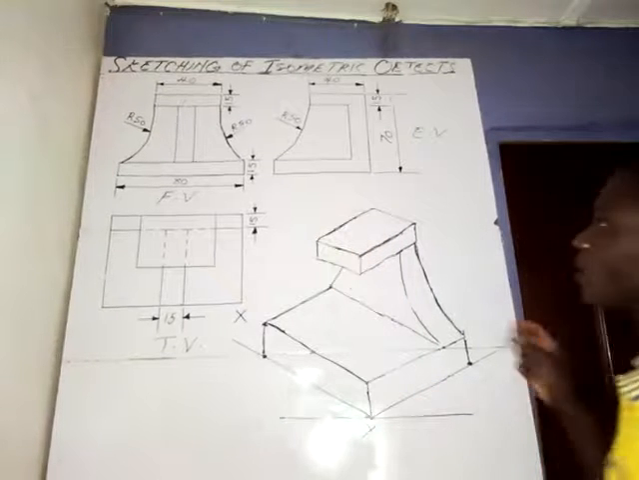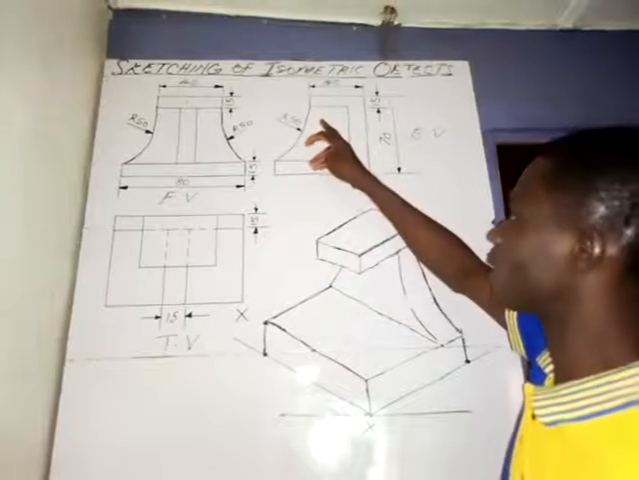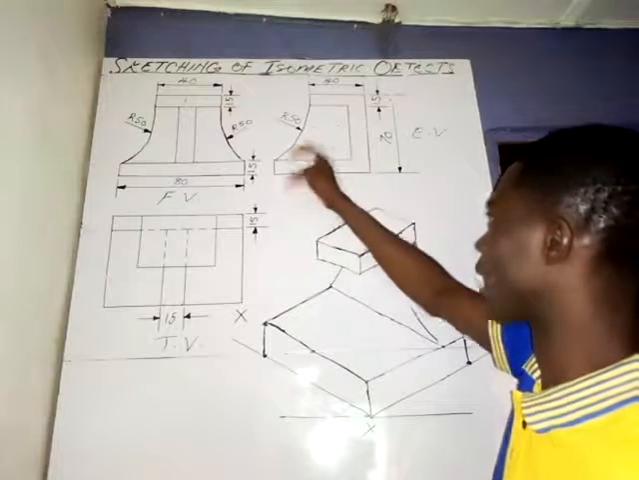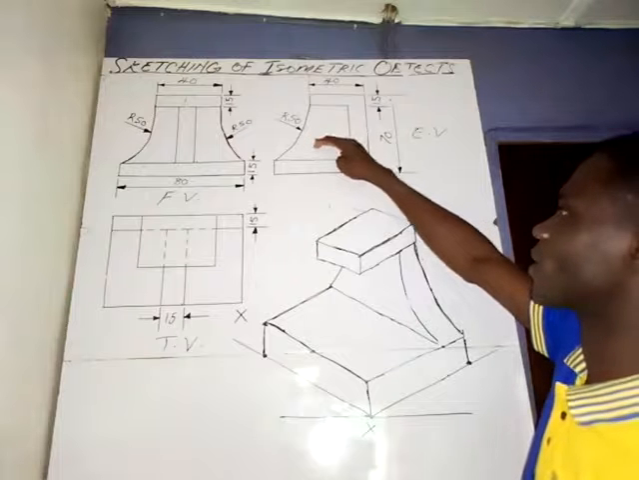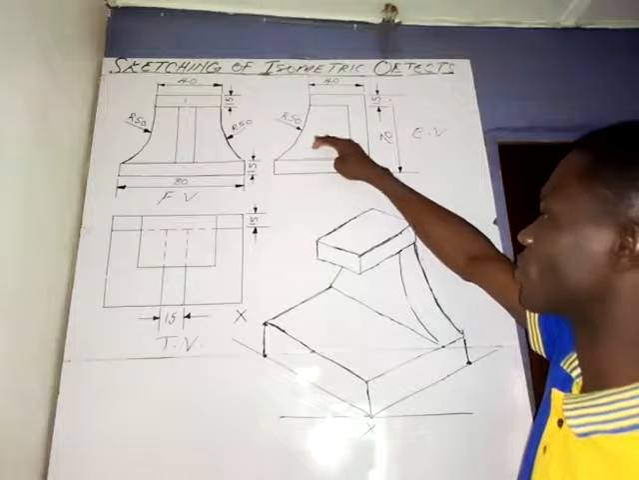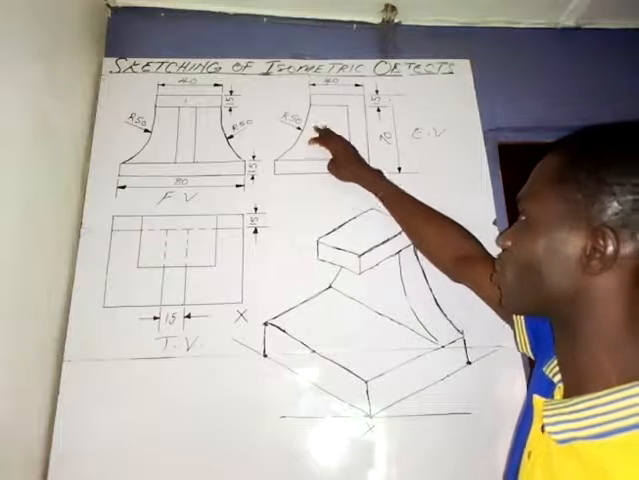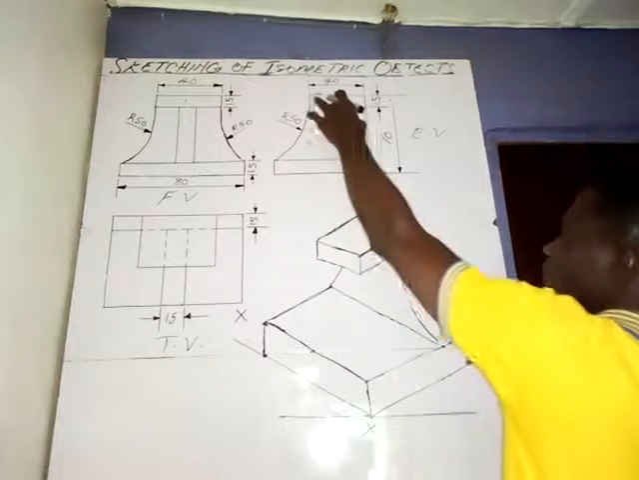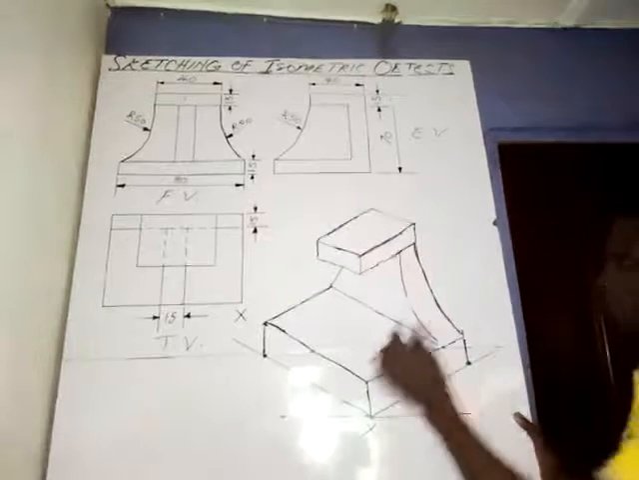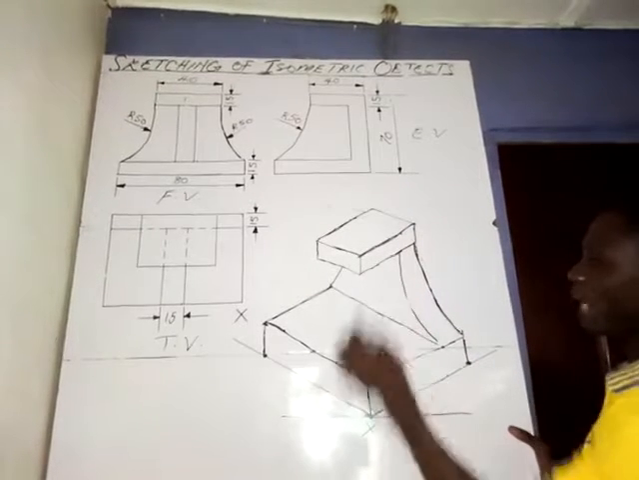So then we have this shape. Don't forget that I said this is the end elevation. So this is the end elevation. We are going to have something like this around here. So how are we going to form that?